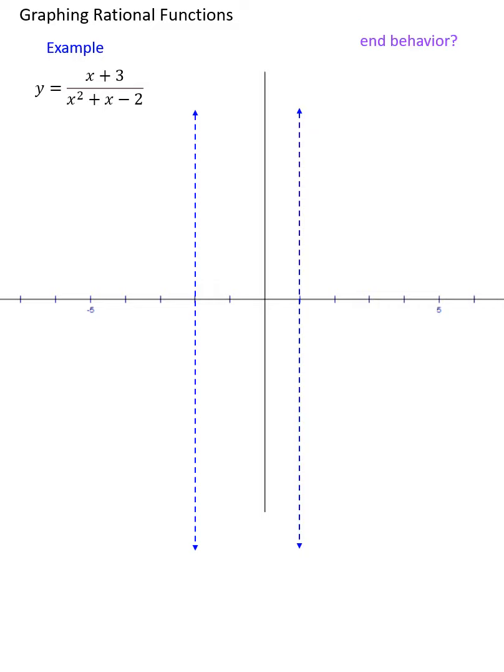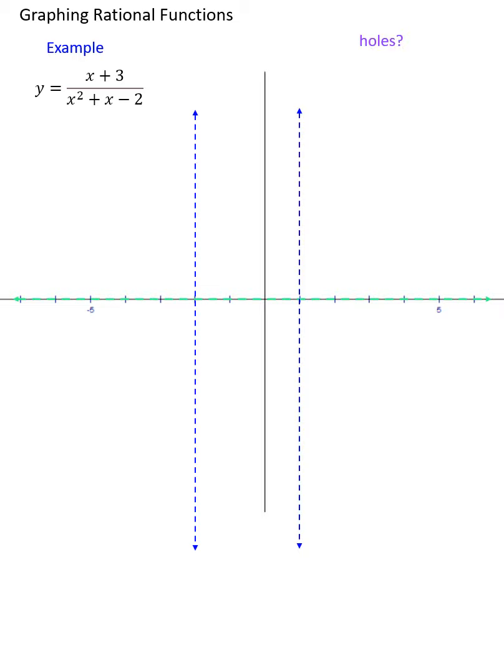Next, let's take a look at the end behavior. The rules for end behavior state that if the denominator has a higher degree than the numerator, which is the case here, the graph will approach y equals 0, or the x-axis, on the far extreme ends. I'll represent that by this dotted line. The x-axis will therefore be our horizontal asymptote.